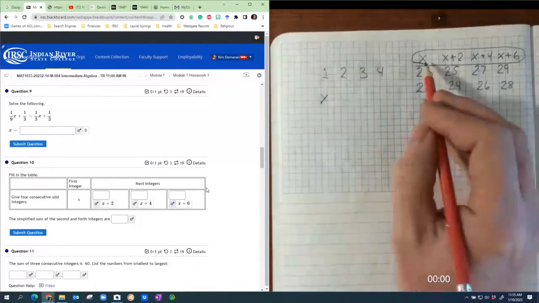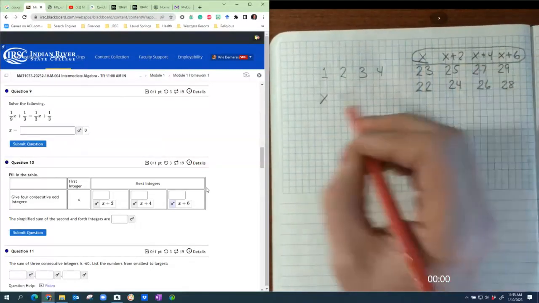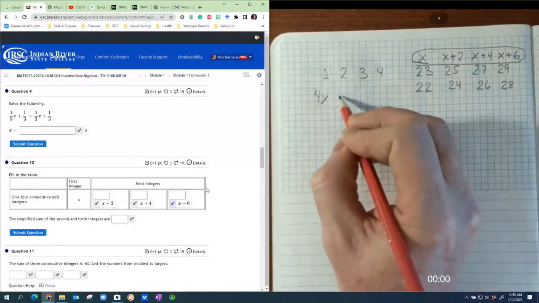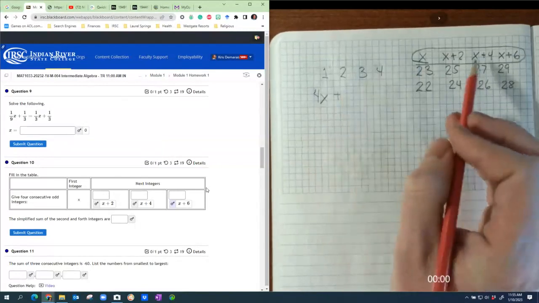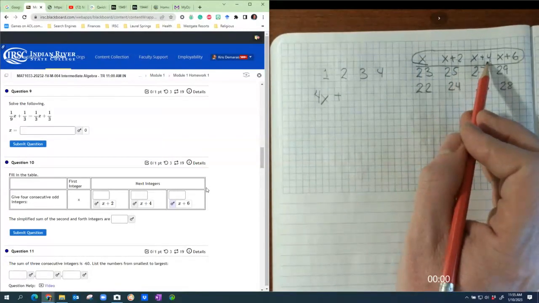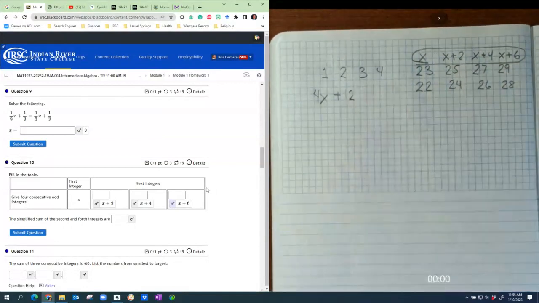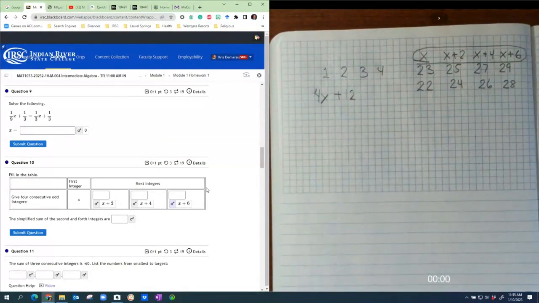Now, simplifying that, I would go ahead and add up all my x's. So there's 1, 2, 3, 4 x's. And I would go ahead and add my constants together. So 2 plus 4 is 6. 6 plus 6 is 12. All right, and that would be the answer we're looking for here.